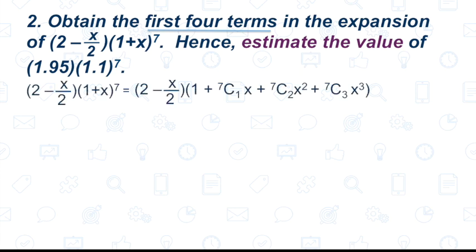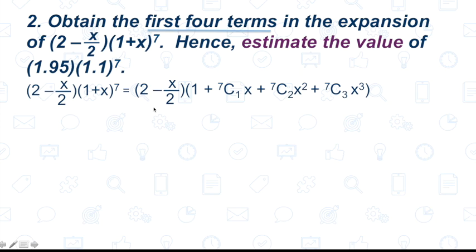Okay, so (2 minus x over 2), you do the usual way of expanding the binomial. 1 plus combination of 7 taken 1 times x, because 1 raised to any number is equal to 1. So I didn't write it anymore, okay? So next is combination of 7 taken 2, x squared plus combination of 7 taken 3, x cubed. Alright, so of course we are going to distribute these two terms, 2 minus x over 2, to this expansion.